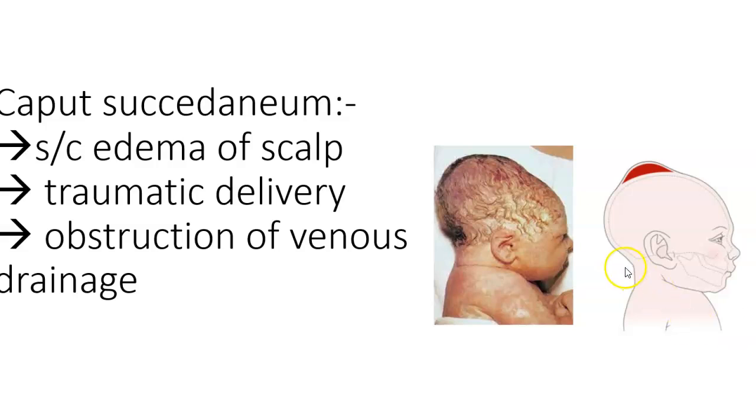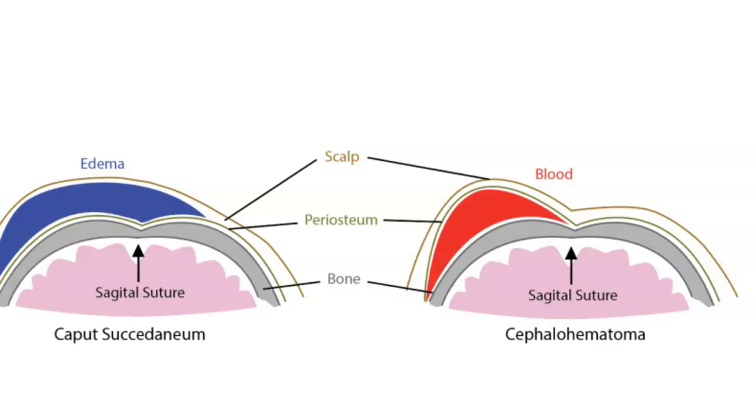But in the case of caput succedaneum, this is due to prolonged labor, because of collection of fluid in the subcutaneous tissue due to obstruction of venous flow. So it crosses the suture lines. It is all just below the skin, on the surface, not deeper. Here we can see the caput is crossing the suture, while the cephalhematoma is not crossing the suture because it is below the periosteum.